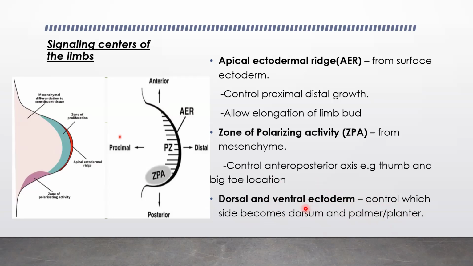Then the plantar aspect is the lower part, then the palmar aspect is on the hand, then the dorsum also on the hand. So same aspect applies to the dorsal and ventral aspect. So the dorsal and ventral ectoderm will determine which side will become the palmar and the plantar aspects.